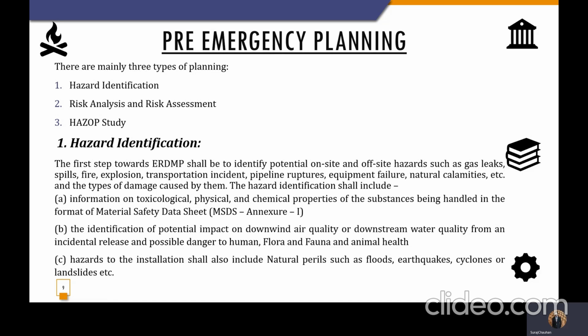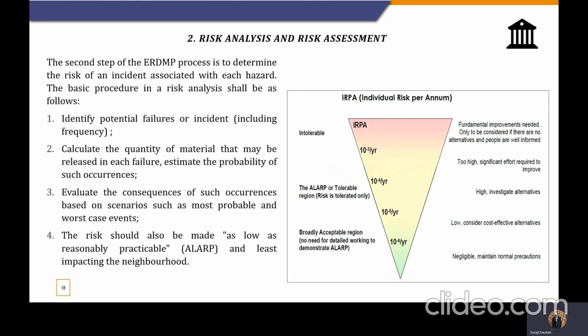Second is risk analysis and risk assessment. It is the second step of the ERDMP process to determine the risk of an incident associated with each hazard. The procedure is as follows. Identify potential failures or incidents, including their frequency, like what are potential failures or incidents that may occur in CGS, such as overpressure, gas leak, explosion, and what are their frequencies.